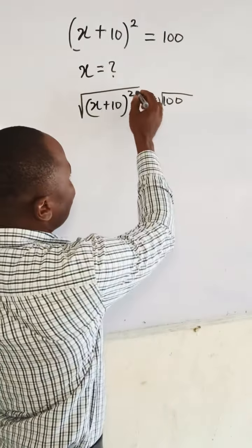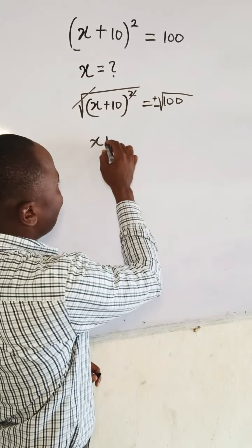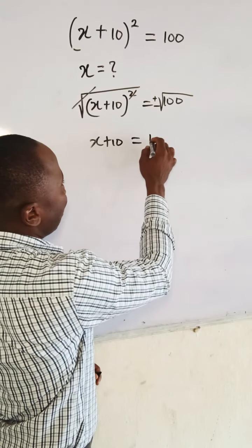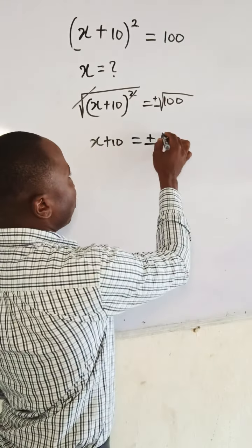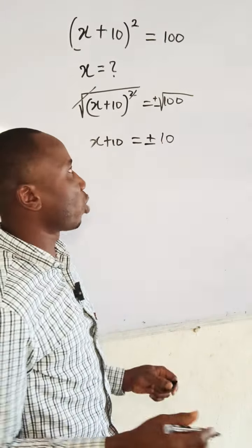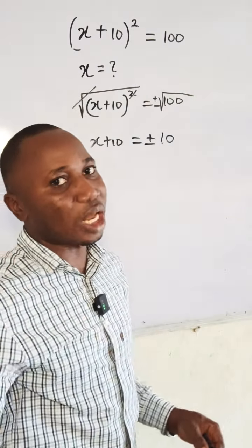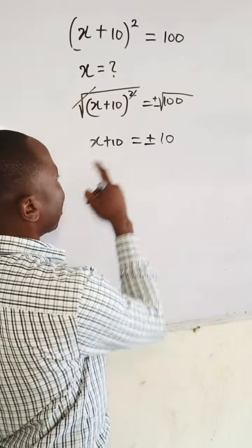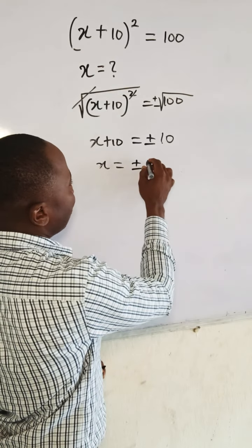So let's go. This 2 will now cancel this square root. Then we'll be having x plus 10 is equal to plus or negative the square root of 100. The square root of 100 is what? The square root of 100 is 10. Because square root means if we multiply that number 2 times, so if we multiply 10 2 times, it gives you 100. Okay, so let's move this to the other side. We have x equals plus or negative 10.